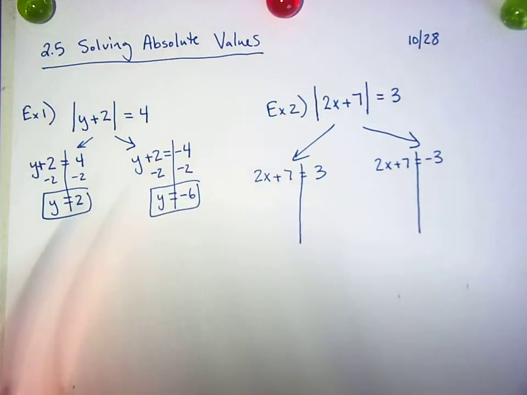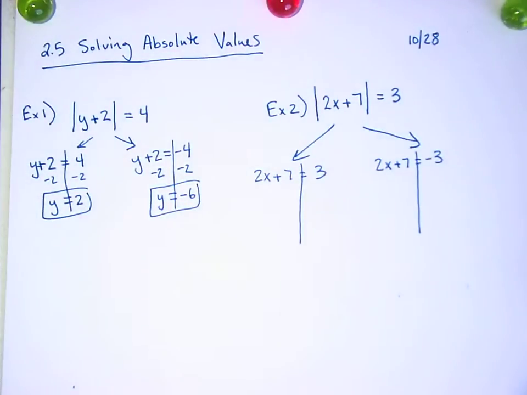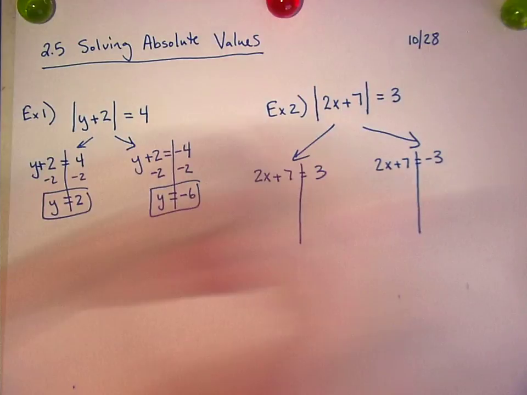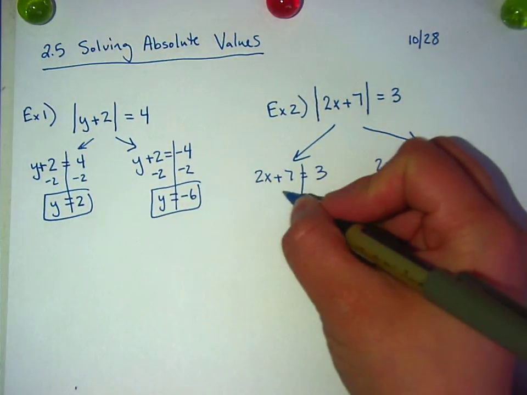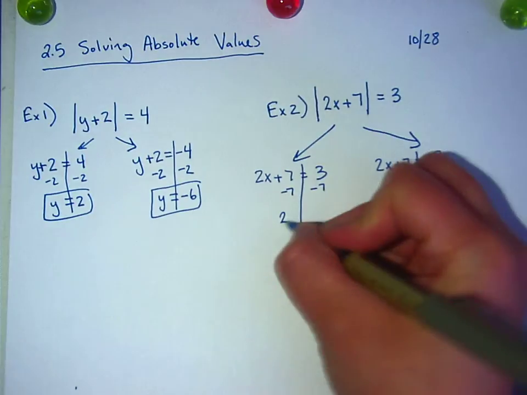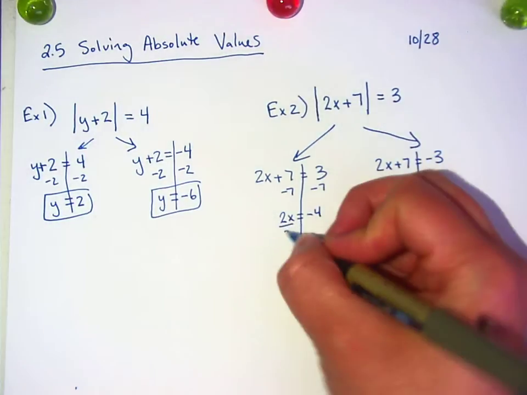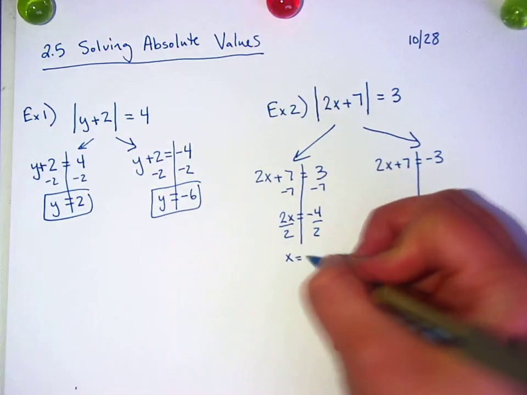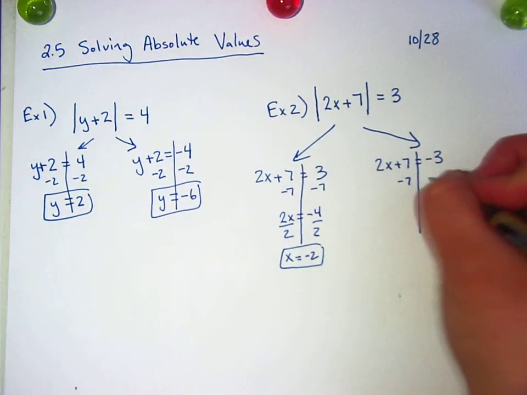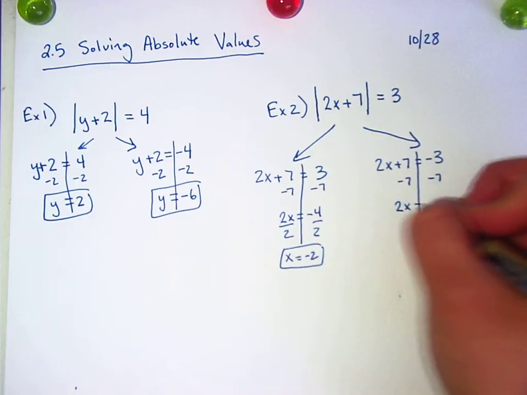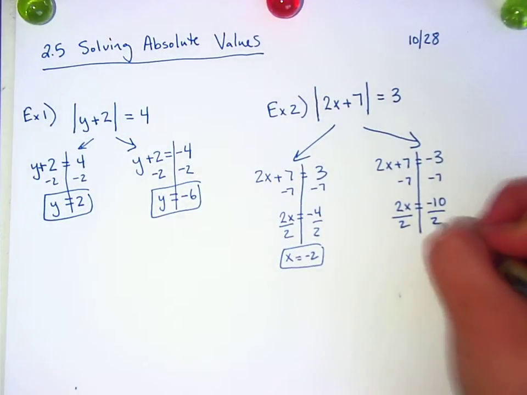Okay. Let me pull this up again. For the first equation, on the left side, I subtracted 7 from each side. This gives me 2x equals -4. And then I divided by 2 on each side, which equals x equals -2. And then for the other one, I subtracted 7 on each side again to get 2x equals -10. And then divided by 2 on each side, which equals x equals -5.